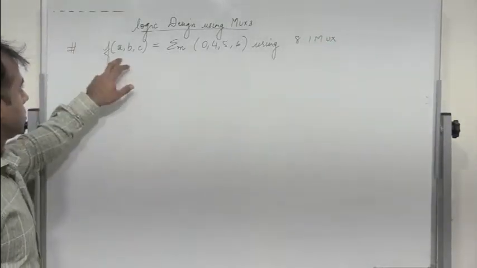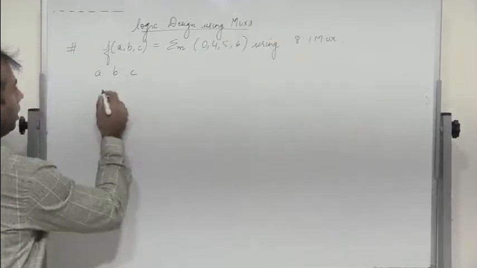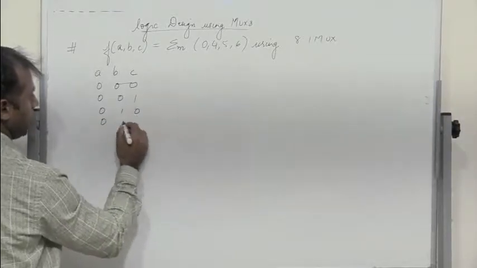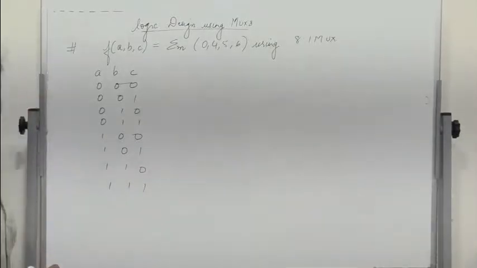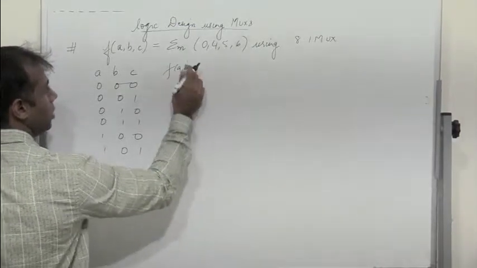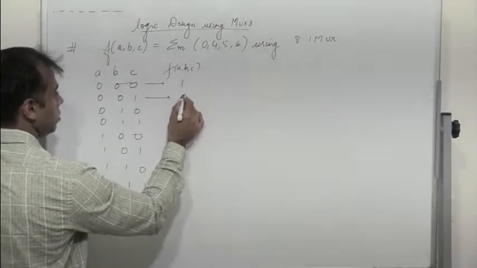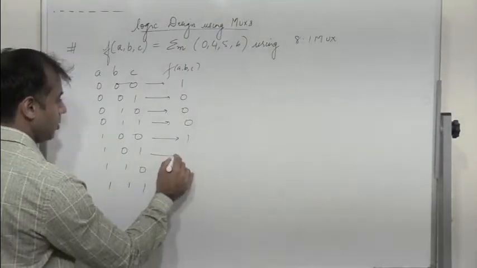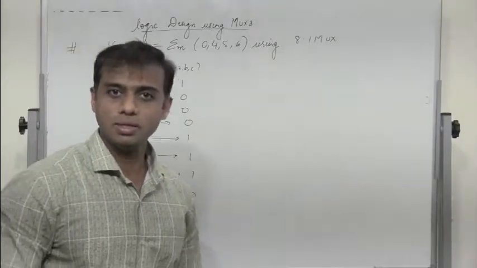Right? So here we have a function of ABC, meaning there are three inputs A, B, C. If there are three inputs, we have eight combinations: 000, 001, 010, 011, 100, 101, 110, 111. And I find that the function of ABC is high for 0. So when the input is 0, I get a 1 in the output, and then 0 for 1, 2 and 3, I get a 1 for 4, 1 for 5, 1 for 6 and 0 for 7. Now how do we implement this using an 8 is to 1 MUX?